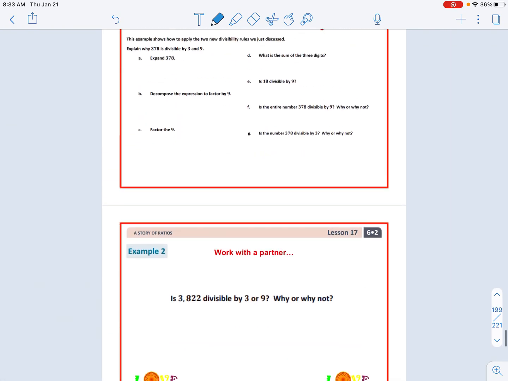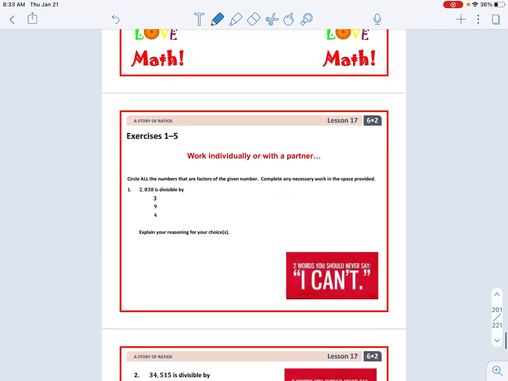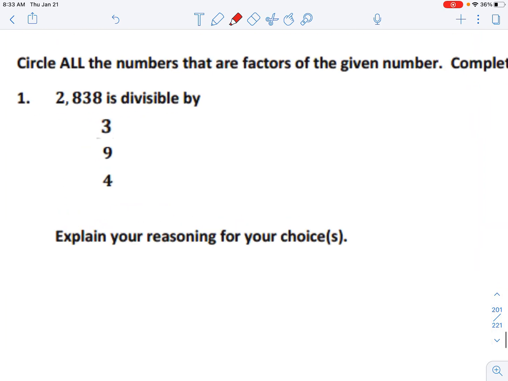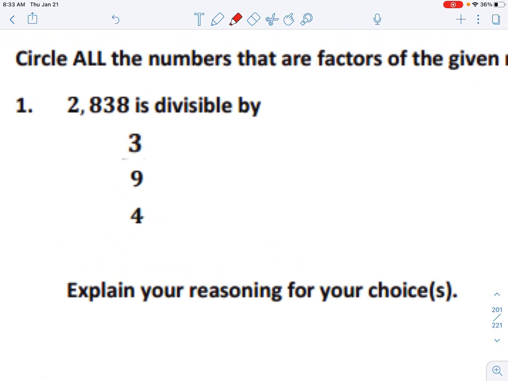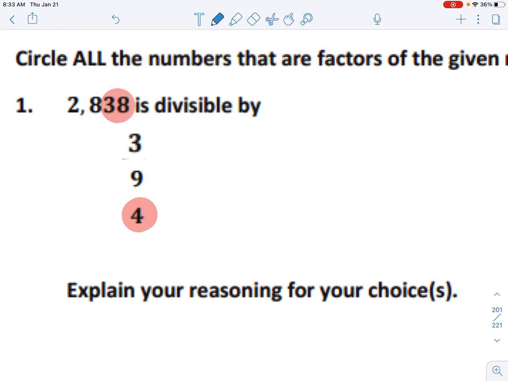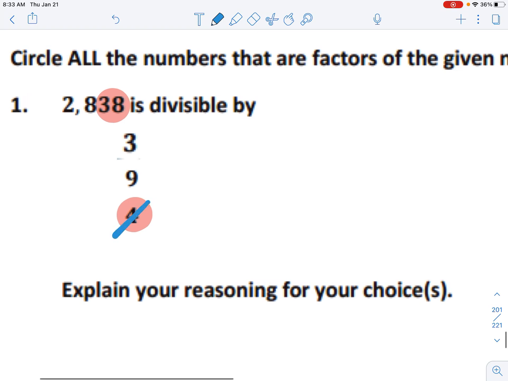Okay? Now, let's look at exercise 1. It says circle all the numbers that are factors of the given number, complete any necessary work provided. Okay, so the number is 2,838. Now let's look at the number 4 first. The rule for looking at the number 4 is you have to look at the last 2 digits, which is 38. Can 4 go into 38 evenly? It can't, so 4 is not a factor.